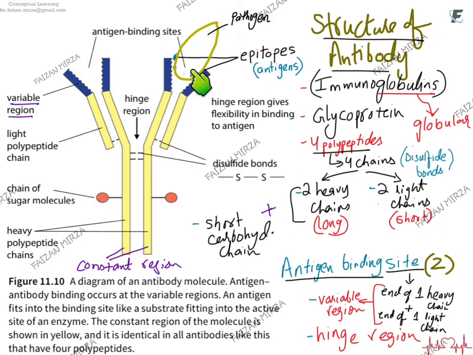So this is the pathogen. It will have the antigens. The antigens are also referred to by the term epitopes. So epitopes are the points on the surface of the pathogen, the antigens to which the antibody can attach, and this is the constant region to which it will attach to the neutrophils.